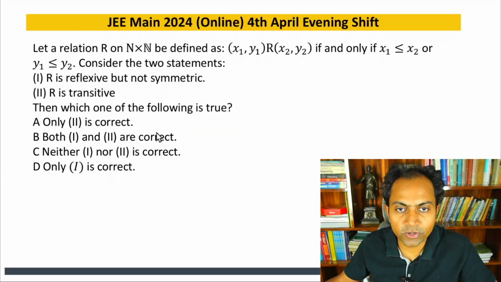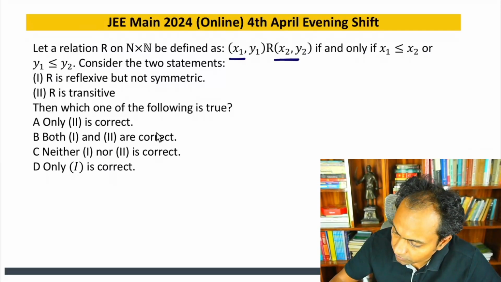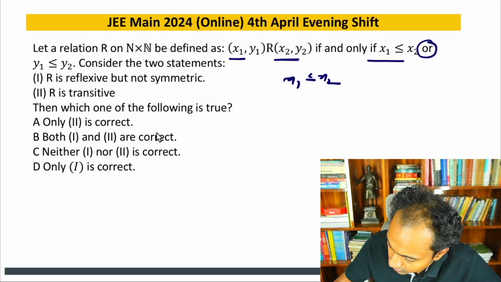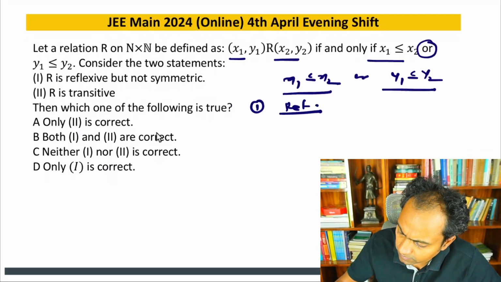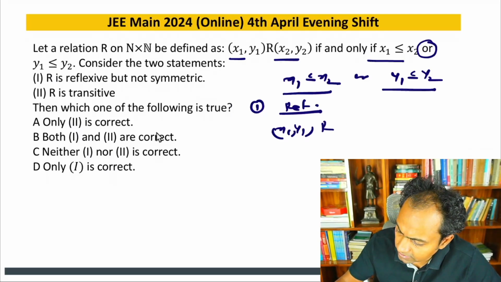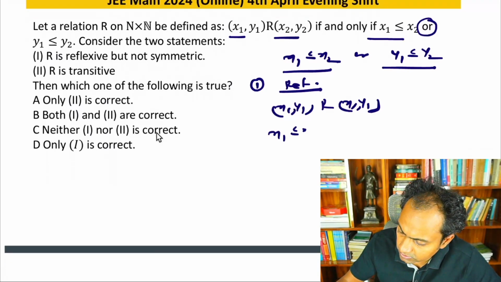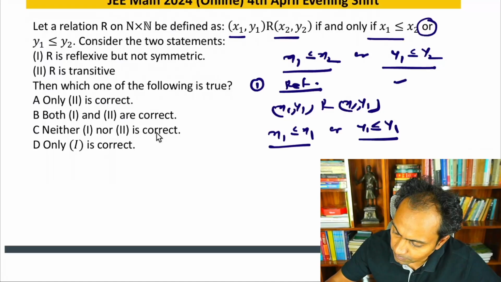If I look into this 2024 question, it says that this ordered pair is related to this ordered pair in the format that there is an OR relation between them. So x1 should be smaller than or equal to x2 or y1 should be smaller than or equal to y2. So you can see from prima facie that it is going to be reflexive, because if I put x1 comma y1 and check it is related to again x1 comma y1, this will become x1 is smaller than or equal to x1 or y1 is smaller than or equal to y1. Both of these statements are true because it is a smaller than or equal to sign. So reflexive part is fine.